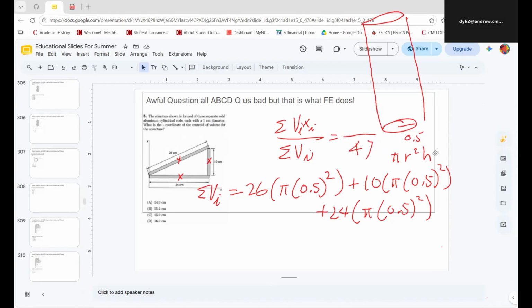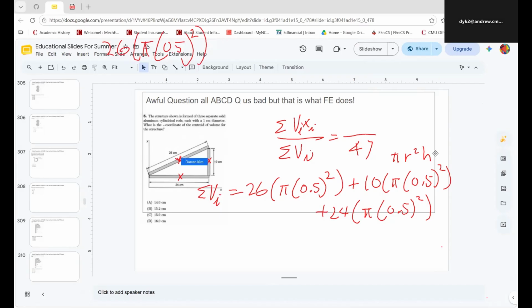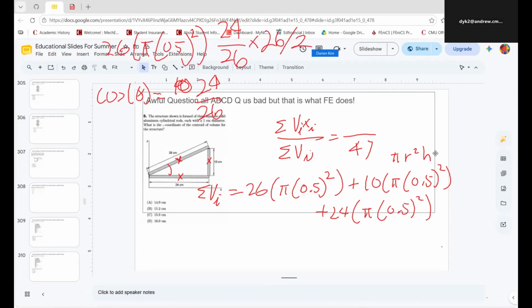So now we have to do the top. And the top is a little harder. Because we have xi, we have to figure out the coordinates of this and multiply it. So instead, let me erase this. I'm not sure if they will test you on this, because why would they test you on this? 26 pi (0.5 squared) times, that's the 26 over here. So that's 26. We have to get the angle over here. We have to get the cosine of theta, which is equal to 24 over 26. So 24 over 26 is multiplied by 26 divided by 2, right? Am I correct?